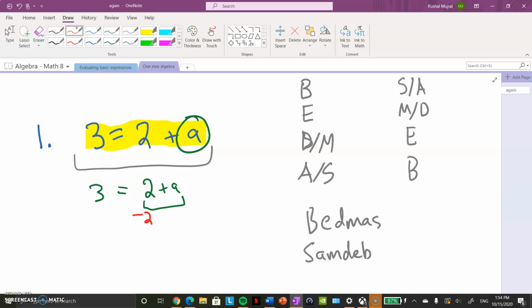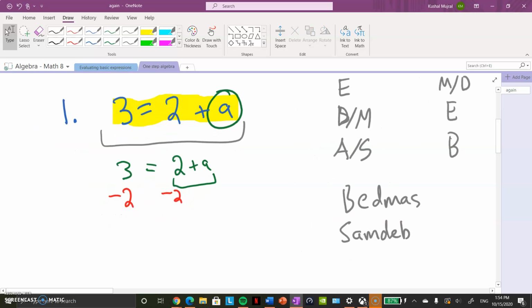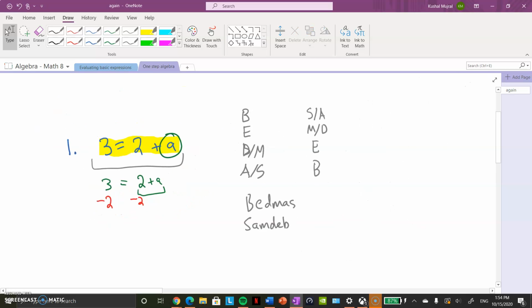Okay? So one more rule is whatever we do to one side, we have to do to the other. So if we take away 2 from the right, then we have to take 2 from the left. Okay? So this becomes 3 minus 2 equals a, right? Because we've taken away this 2. So 1 equals a, and that's our answer. So a is just 1. Okay?